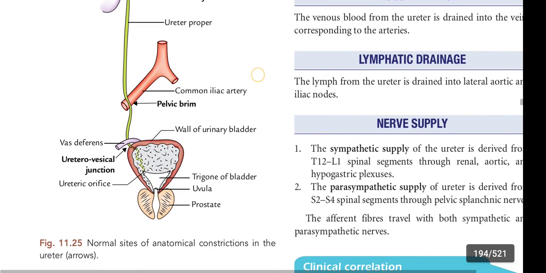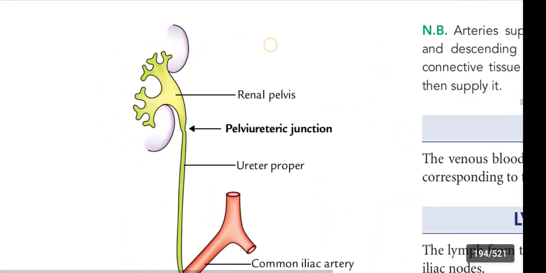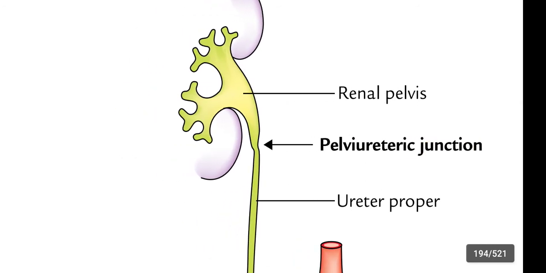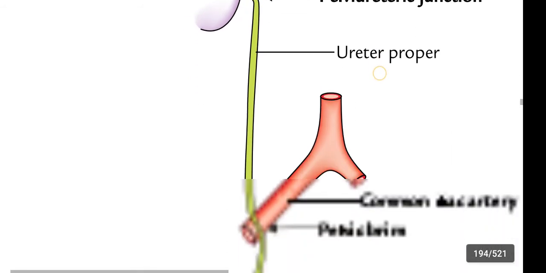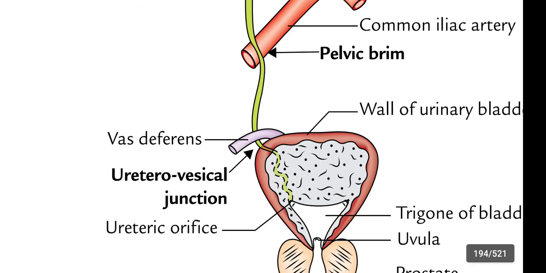See this figure, guys. This figure shows the normal sites of constriction of the ureter. First one is between the renal pelvis and upper end of the ureter. We call this the pelviureteric junction. And the second one is the pelvic brim. This pelvic brim is at the bifurcation of the common iliac artery. Next one is the ureterovesical junction, where the ureter enters into the urinary bladder.